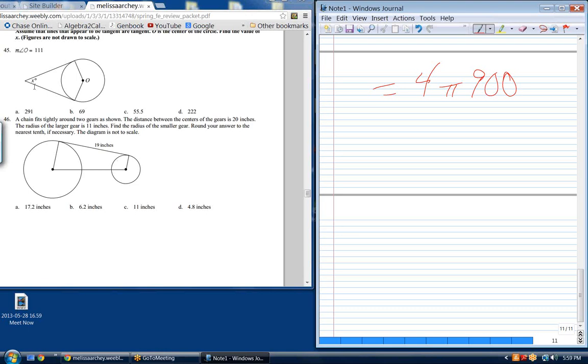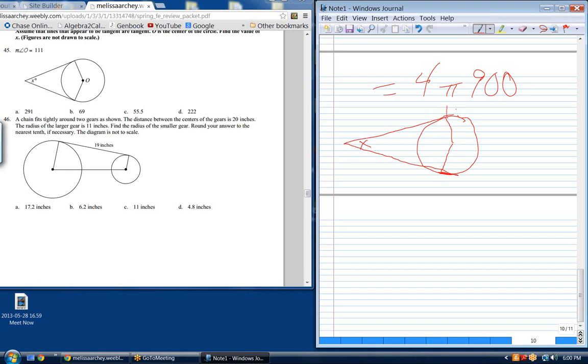But what is angle O? 45 isn't so easy either, but we can do it quicker than we can do 46. Angle O is 111. They give you that one. So if this is 111, what is angle X? What do I know about a circle that has two tangent lines intersecting like this? What do I know about this angle right there? That's half of the difference in the two intercepted arcs.